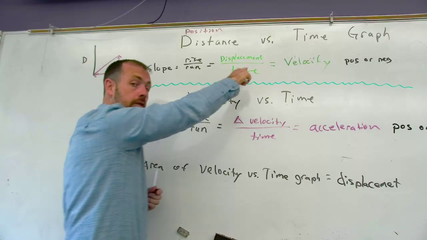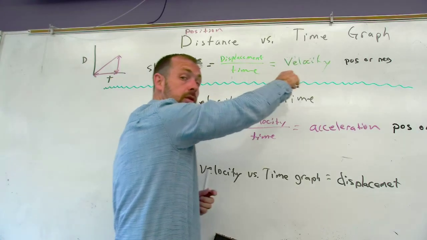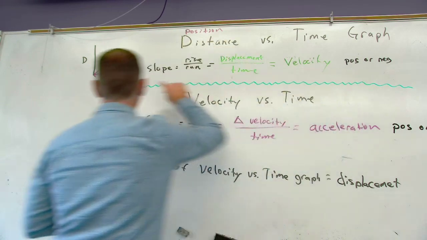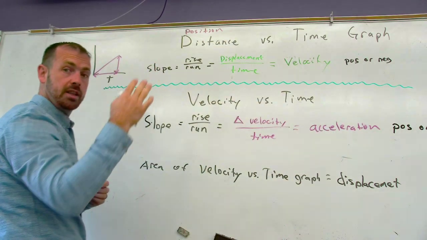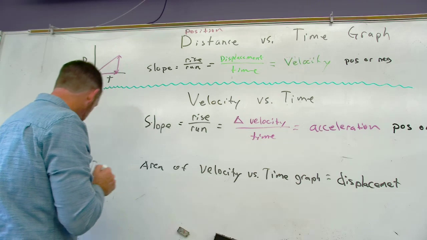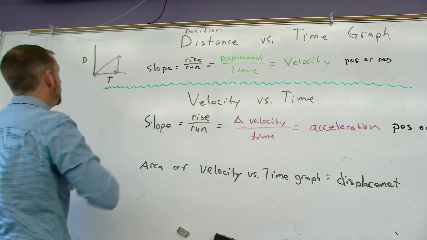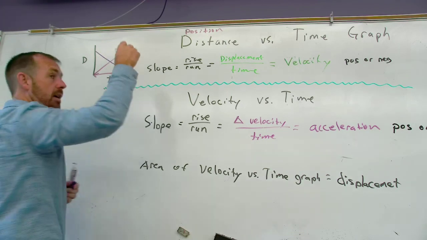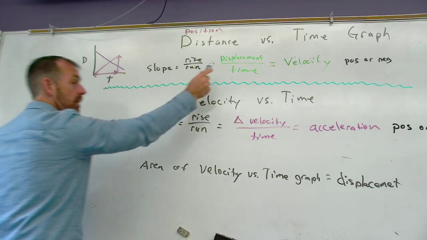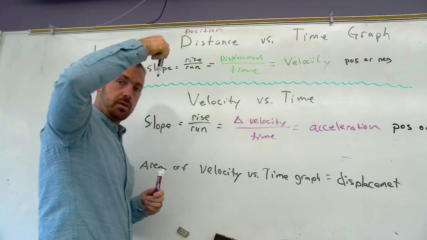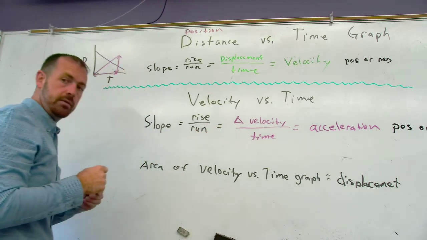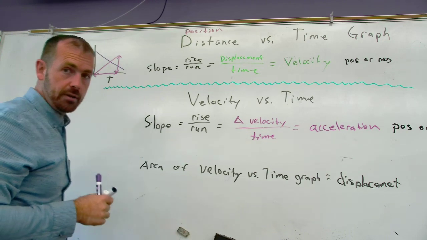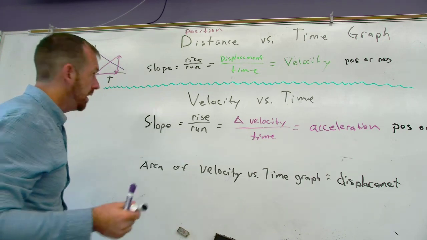This equation should look familiar. That's actually equal to velocity, and it can be a positive or a negative. This would be a positive slope, so it would be a positive velocity, meaning it's moving in the positive direction. If you had a negative slope, maybe it was coming down like this, here you would have a negative value for displacement because it's moving in the negative direction, and so you would end up with a negative velocity. But the slope of a distance versus time graph tells you velocity.